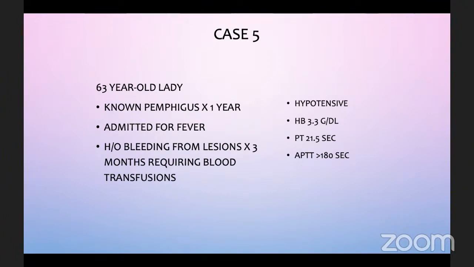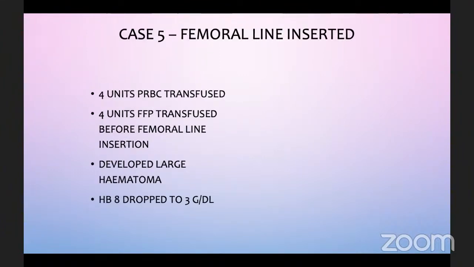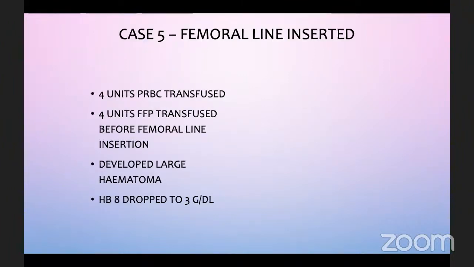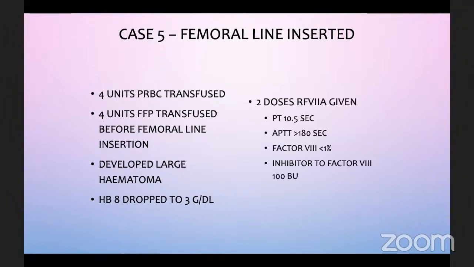So here actually both the PT and the APTT are prolonged, but the APTT is much more prolonged than the PT. Probably because she bled so much that the hemoglobin was so low, so there was some degree of consumption. Right? The same patient eventually was transfused 4 pints of packed cells, 4 units of FFP before femoral line insertion. No other investigations were done, just transfused FFP. And unfortunately, post-femoral line insertion developed a very large hematoma. Then the Hb dropped from 8 to 3 grams again, right?